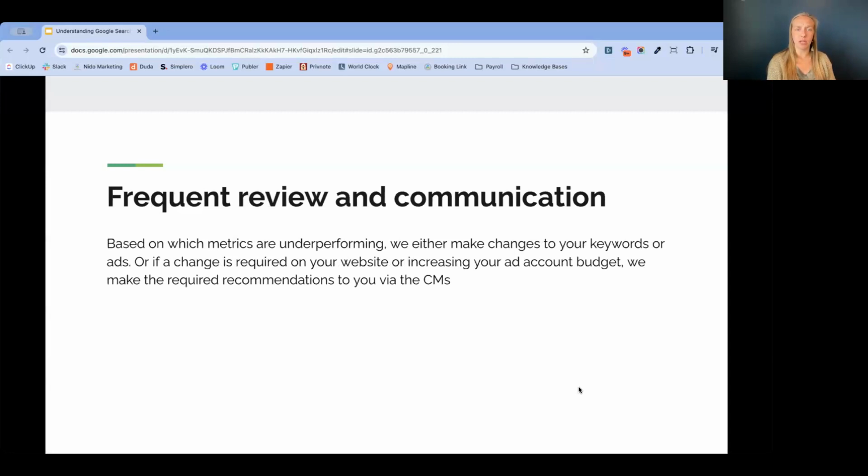Frequent review and communication. So like I said, we're always looking at these ads. We're always looking and changing things, trying to get you the best bang for your buck, trying to save you the most amount of money to get you the most amount of leads. And then communication. So very often, if our ads team does see something, they communicate with your client manager and say, hey, I think we need to adjust this. And then your client manager will reach out to you and say, hey, this is what our ads team is recommending. What do you think? And then we go from there.